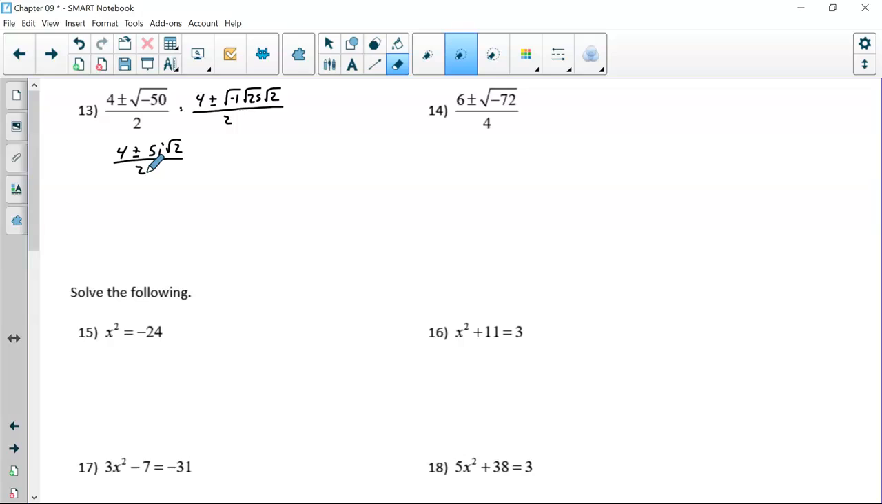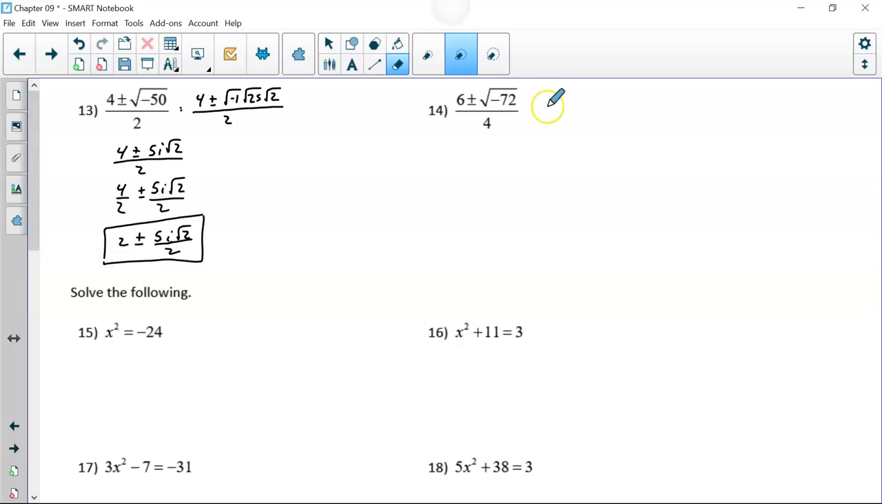Now we're going to go a little bit further with this so we can simplify. Split them up so they both get their own denominator. 4 over 2 plus or minus 5i square root of 2 over 2. So when we simplify, we get 4 plus or minus 5i root 2, over 2. Sorry, it's not 4, it's a 2, plus or minus all that.